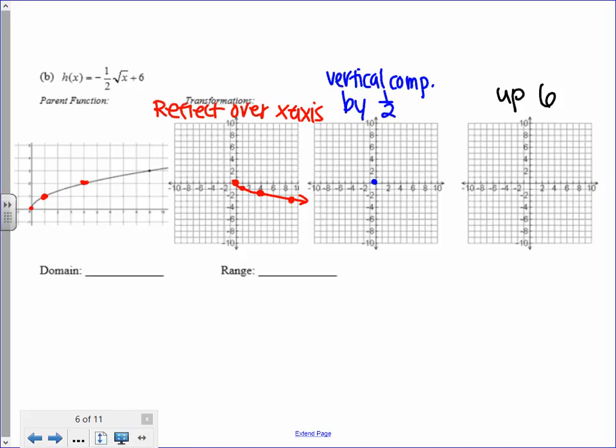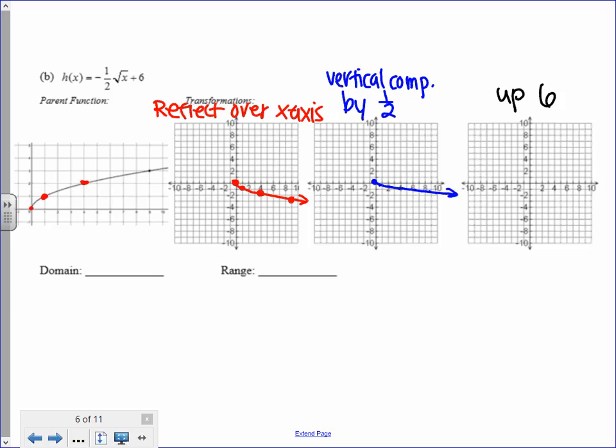Now, where will 1, negative 1 go when I multiply by 1/2? 1, negative 1/2. So it's just a little bit down. So you just need to be accurate and careful. Okay. 4, negative 2 will now be at 4, negative 1. And 9, negative 3 will be at 9, negative 1.5. So you should see that it's actually very mild, it's very slow growing now, but it looks almost linear, but it's not. It's just because our grid is really small.